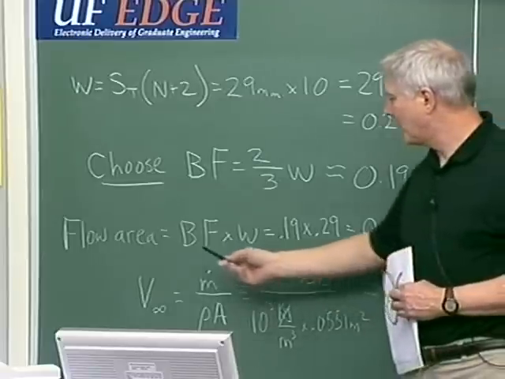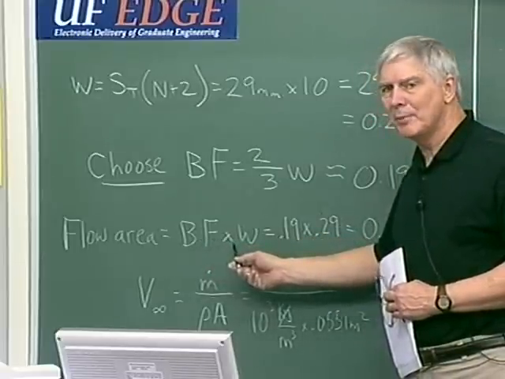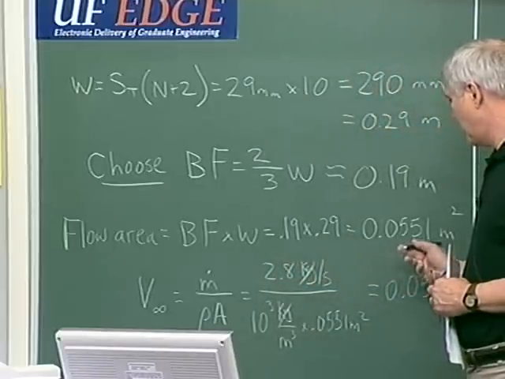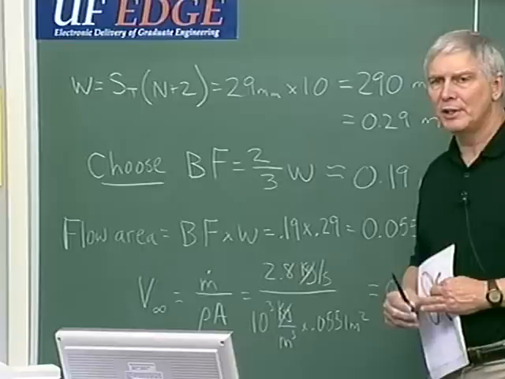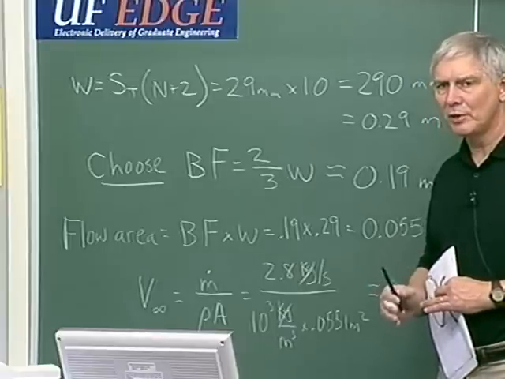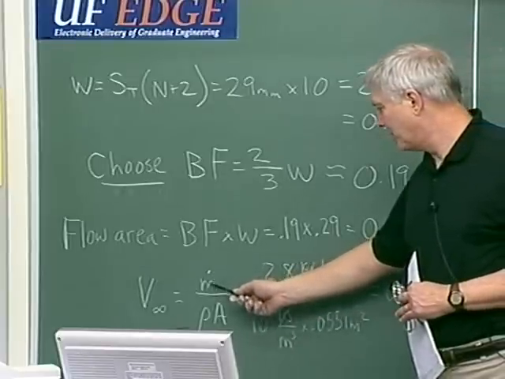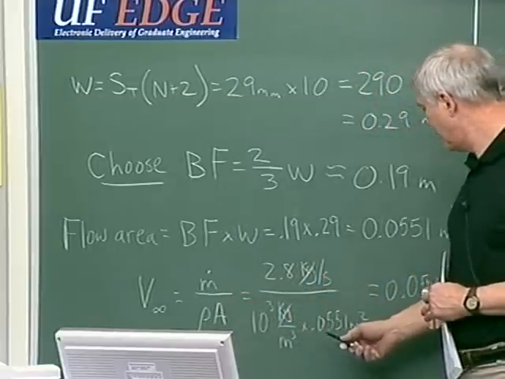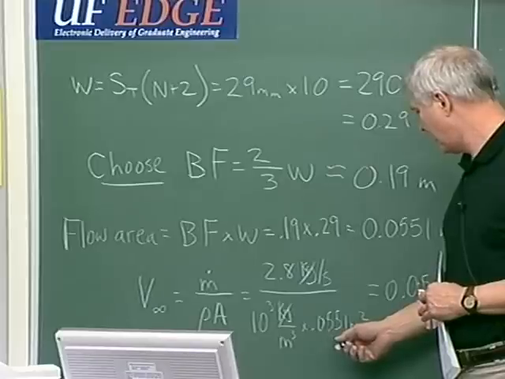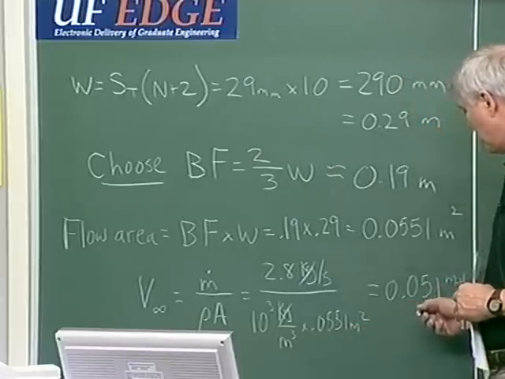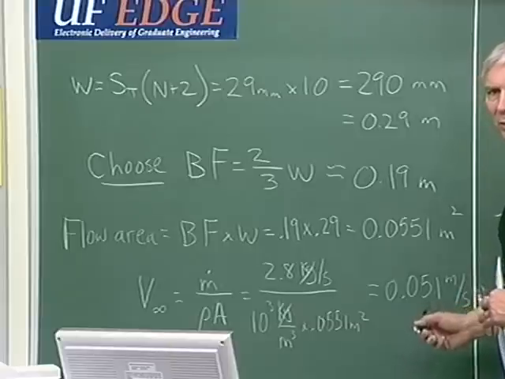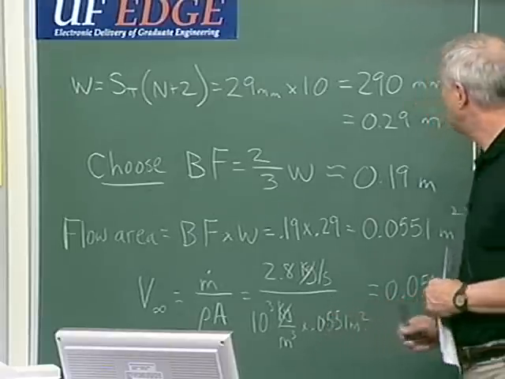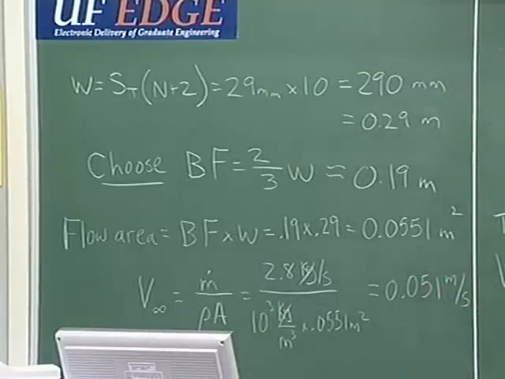So that means the flow area is going to be BF times W, and we calculate that, and it's 0.0551 meters squared, and now we can get V infinity. This is the flow velocity approaching the tubes, and that's equal to the mass flow rate over rho A. We plug in our numbers, and V infinity is 0.051 meters per second. But we're not going to calculate the Reynolds number based on that V infinity. We have to find out what Vmax is. So we still need Vmax.